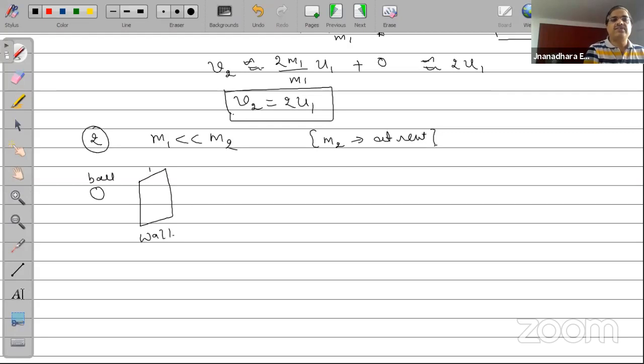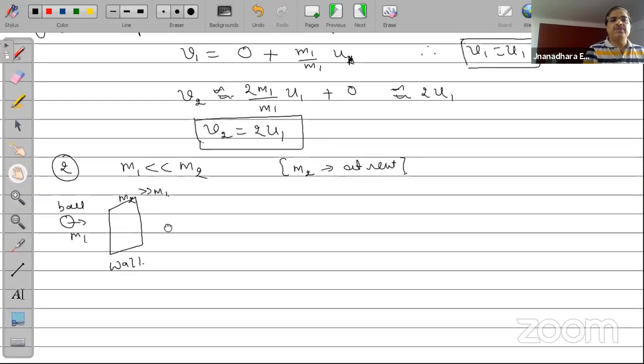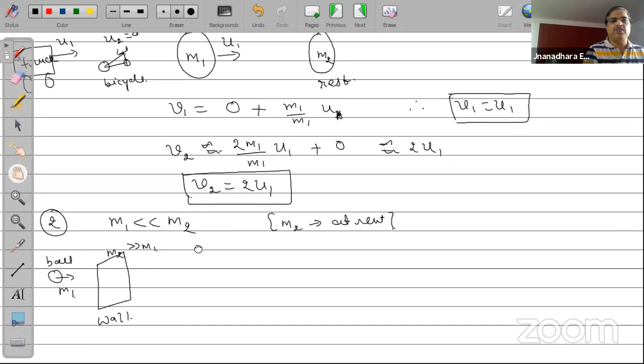The wall essentially has m2 very, very large when compared to m1, isn't it? So the mass of the ball, in fact, is very small. Let's take it as m1. In that case, see what happens to the results that you have obtained.